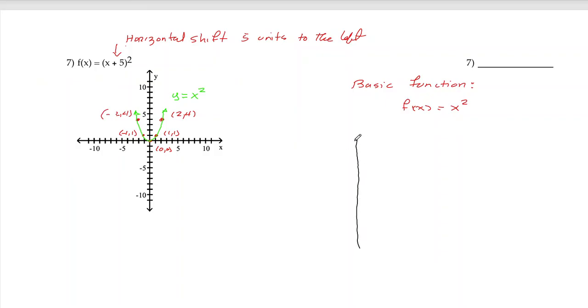We create our new rectangular coordinate system here. Then 1, 2, 3, 4, 1, 2, 3, 4. This is y, this is x. Minus 1, minus 2, minus 3, minus 4, minus 5. So here is minus 4. And then now minus 1, minus 2, minus 3, minus 4. Right? So what are we doing? We're moving all the points 5 units to the left.